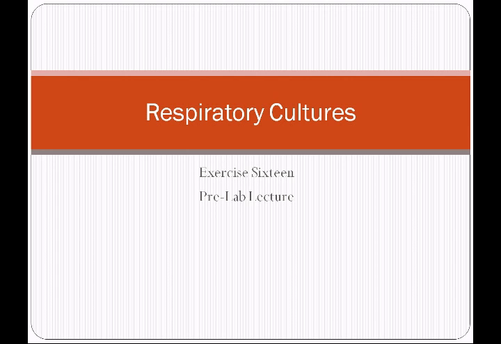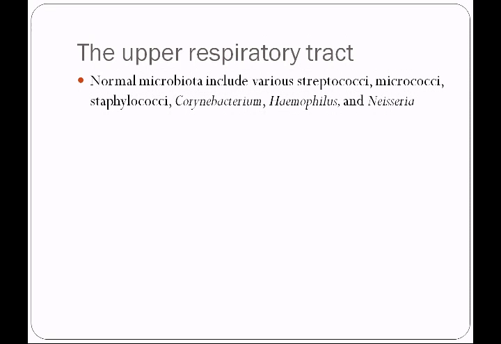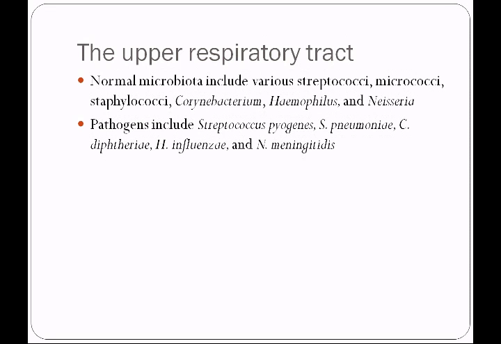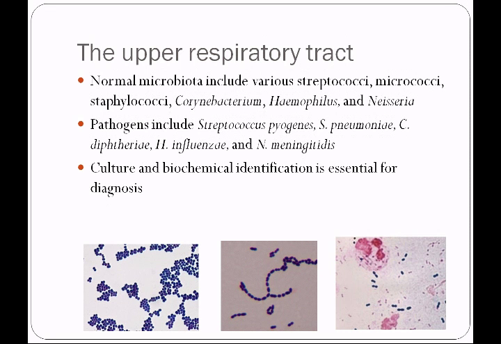In exercise 16, you'll be doing respiratory cultures. The upper respiratory tract has normal microbiota in the mouth, the throat, and the upper respiratory area, including various Streptococci, Micrococci, Staphylococci, Corynebacterium, Haemophilus, and Neisseria. Pathogens that may cause infections include Streptococcus pyogenes, Streptococcus pneumoniae, Corynebacterium diphtheriae, Haemophilus influenzae, and Neisseria meningitidis. Culture and biochemical identification is essential for diagnosis.